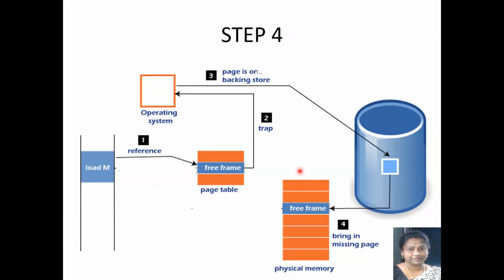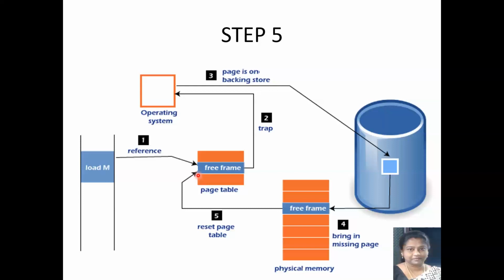And step number 5 is, once the free frame is loaded with the missing page, the page table has to be reset with the new content. Why does it have to be reset? The reason is, the page which was previously missing is now available. We said that page fault means access to a page marked as invalid. So now the page is no longer invalid. It has to be changed into valid. Hence, the valid invalid bit will now become valid. That is what is meant by resetting the page table.